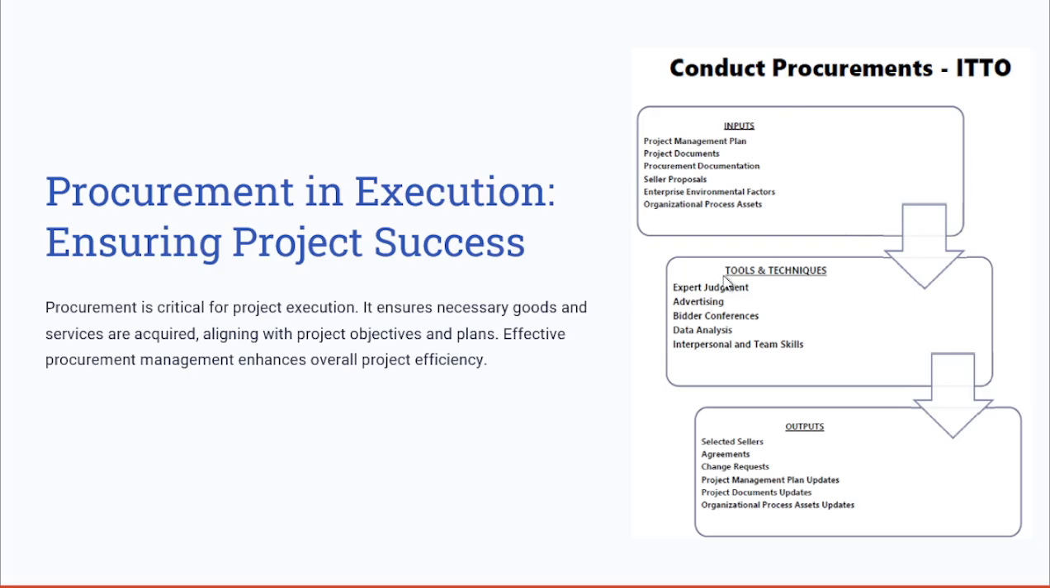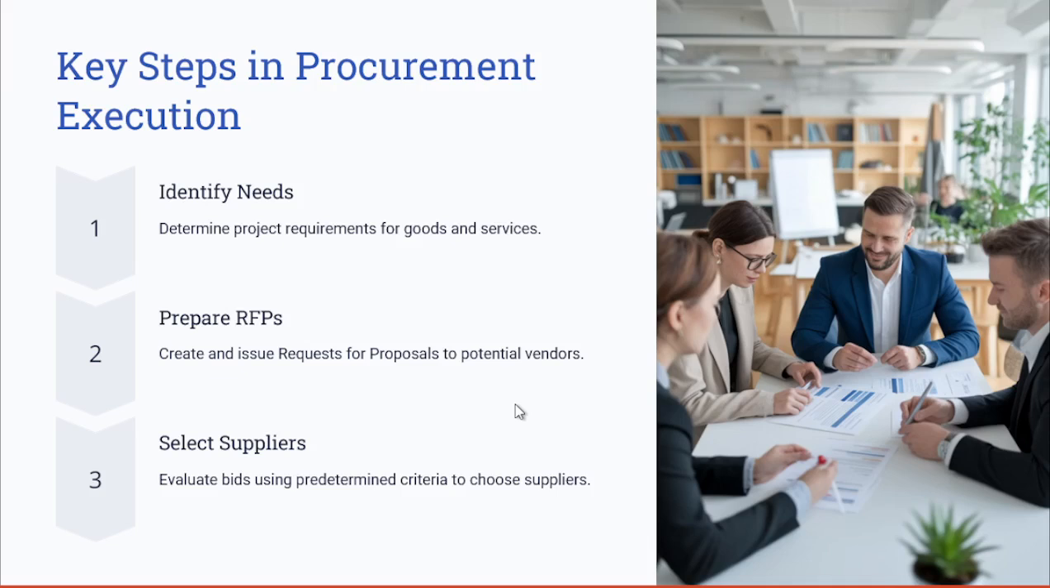The tools and techniques you have are advertising, the bidder conferences, and the data analysis. The outputs here would be selecting the seller, the agreements or contracts, the change requests if needed, the PMP updates, the project documents updates, the OPA updates. So to start, first, with understanding the key steps involved in procurement execution.